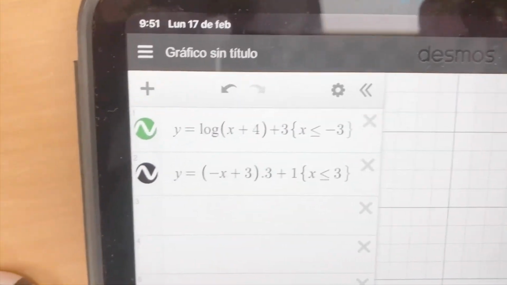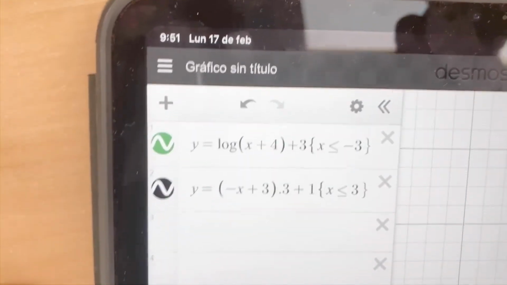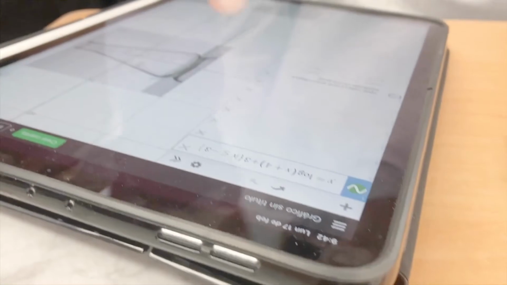We made the limits by declaring which number x should be smaller than or equal to, or bigger than or equal to.